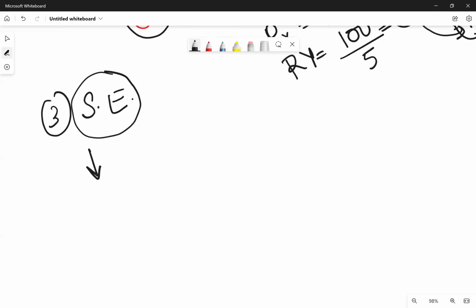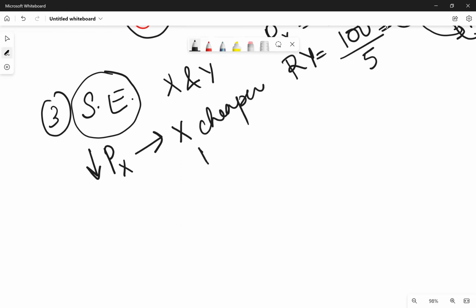So if there is a fall in the price of a commodity, say X, and there are two commodities, X and Y, that are, say, substitutes. I won't say close substitutes, but substitutes, okay? So if there is a fall in the price of X, that means X has now become cheaper than Y, right? And as a result, the quantity demanded of X will increase. Okay, so this is the substitution effect.